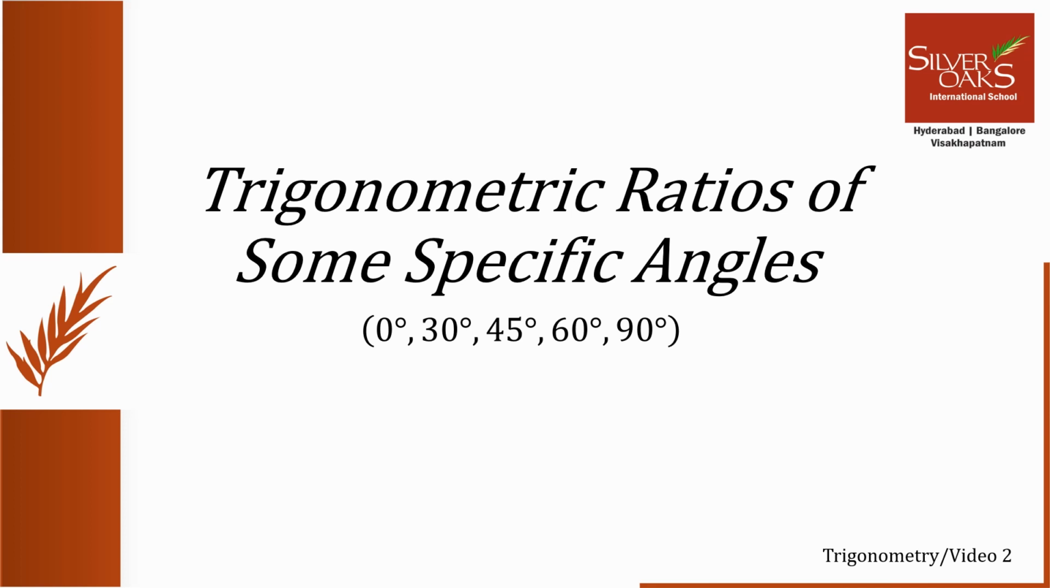Good morning, students. Today we learn how to find the values of trigonometric ratios for some specific angles. Those are 0 degrees, 30 degrees, 45 degrees, 60 degrees and 90 degrees, and their application.